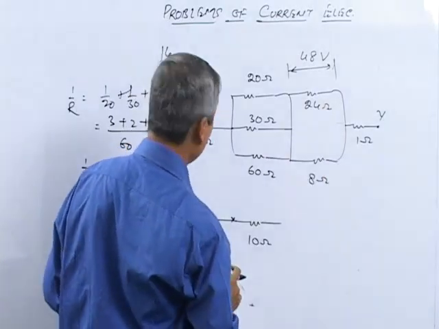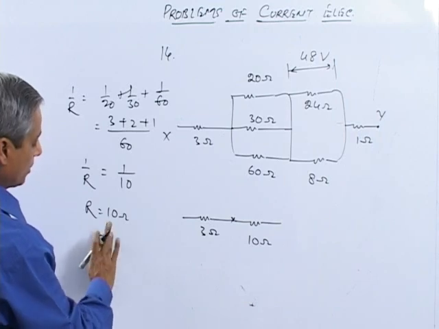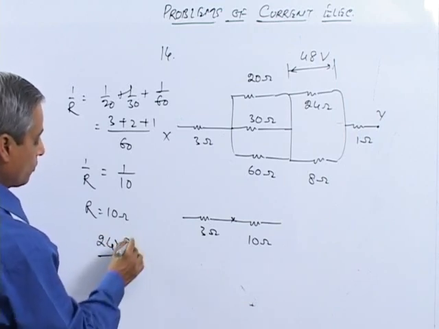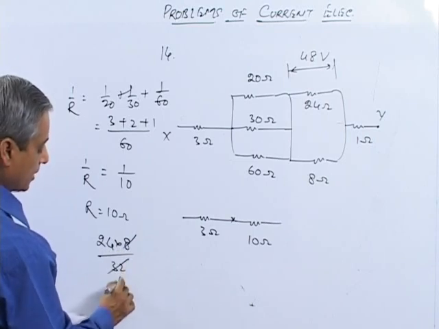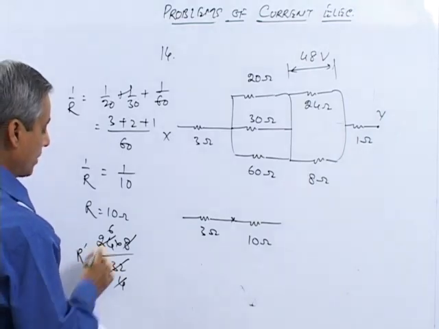Similarly, we have 24 and 8 ohms in parallel. 24 into 8, R1 R2 divided by R1 plus R2, that is 192 divided by 32, and 6 times 32 is 192. So here it will become 6 ohms.